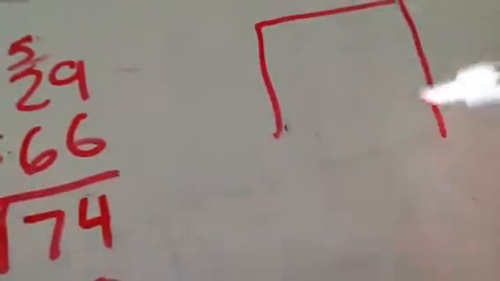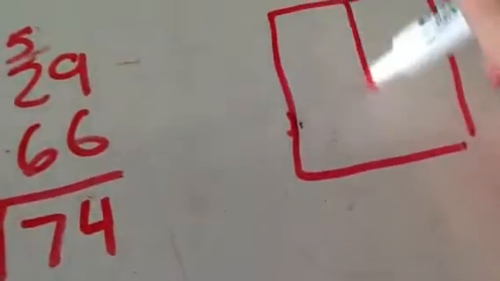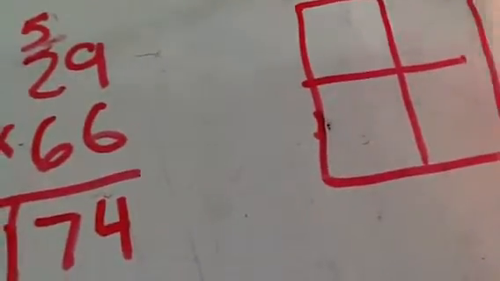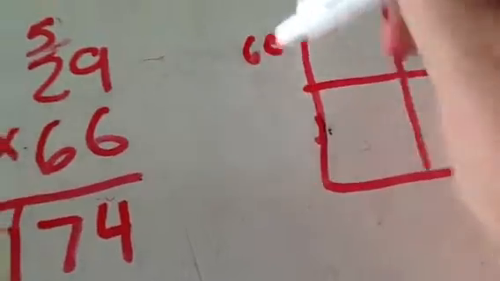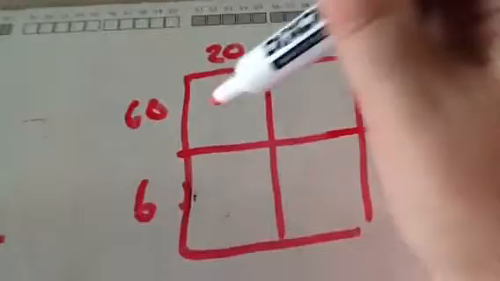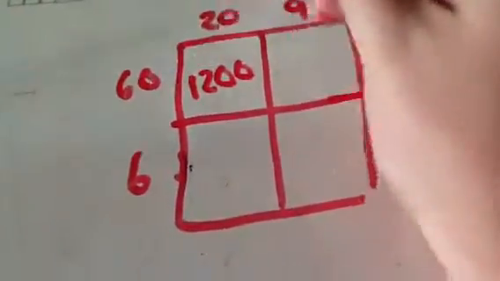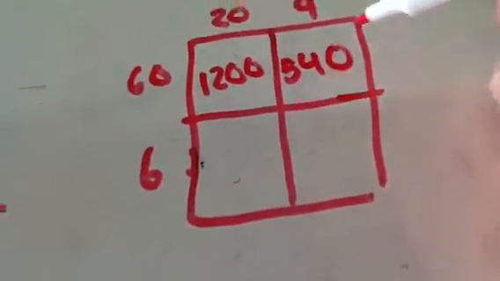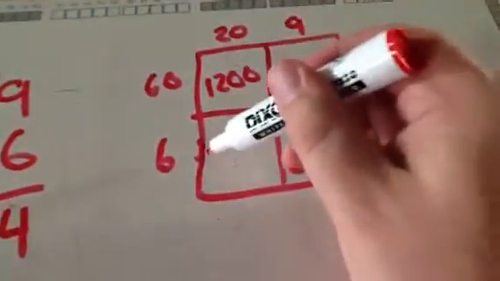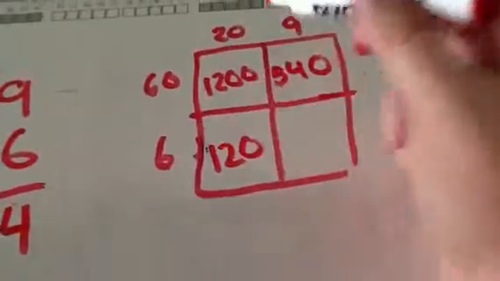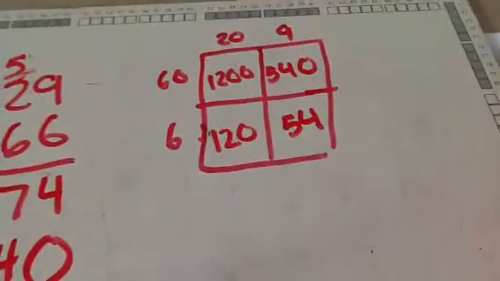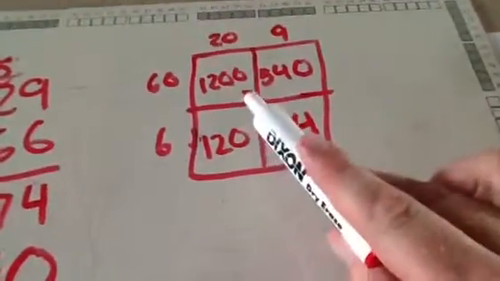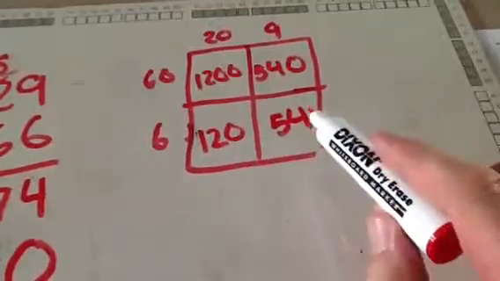All right, as an area model then, I have 20 and 9. I have 60 and 6. Okay, so 6 times 2 is 12. Add on the 2 zeros. 6 times 9 is 54. Throw on the extra 0. 2 times 6 is 12 plus a 0. And 6 times 9 is 54. So my four factors, or my four products, are 1,200, 540, 120, and 54.